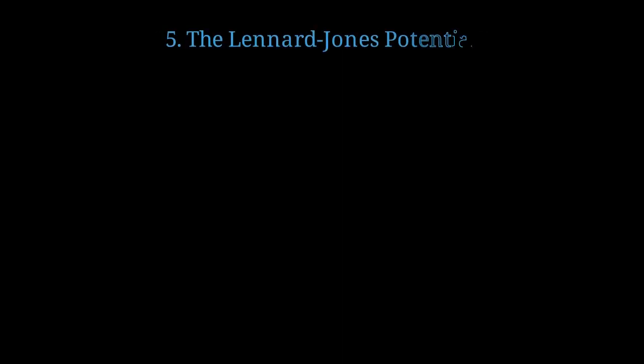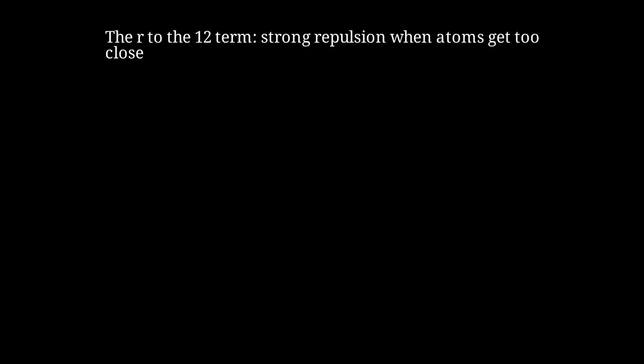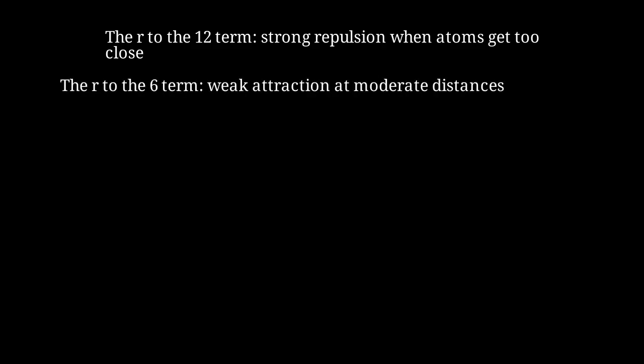To understand nanoscale interactions better, we use the Lennard-Jones potential. The Lennard-Jones potential describes how the potential energy between two atoms varies with their separation distance r. This graph shows the Lennard-Jones potential. Notice the steep repulsive wall at close distances and the attractive well at moderate distances. The r to the 12th power term creates strong repulsion when atoms are pushed too close together. The r to the 6th power term creates weak attraction at moderate separation distances.